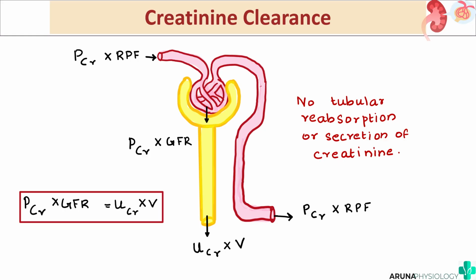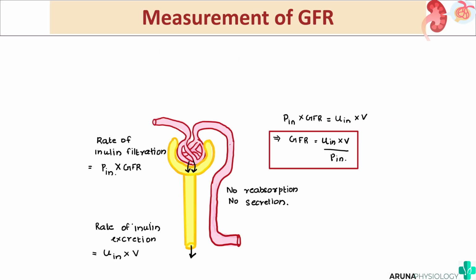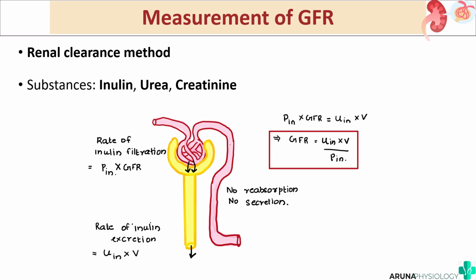Thus, for measurement of GFR, the basic principle is the renal clearance method. The substances that are usually used are inulin and creatinine. We can also use urea, but urea usually underestimates the GFR when compared to creatinine. So this is how we measure the GFR.